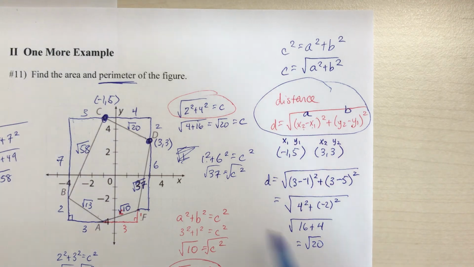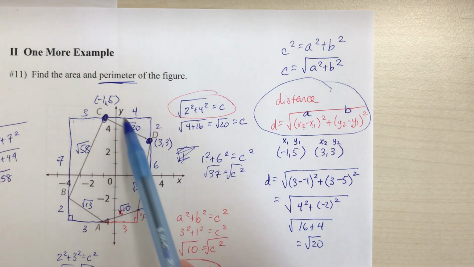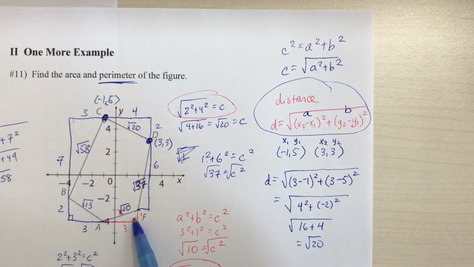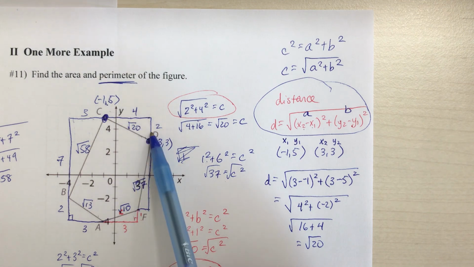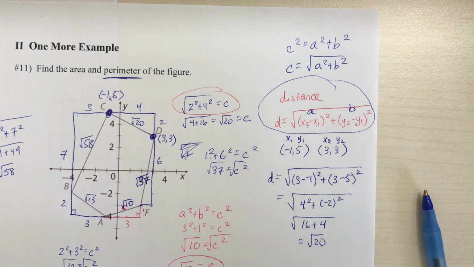So if I know the coordinates, if I know the actual x and y values, this actually might be faster because you don't need to draw the triangles and count. But if you have it in the picture like this, graphed, I'm going to do it more visually. And that is the end of the notes.